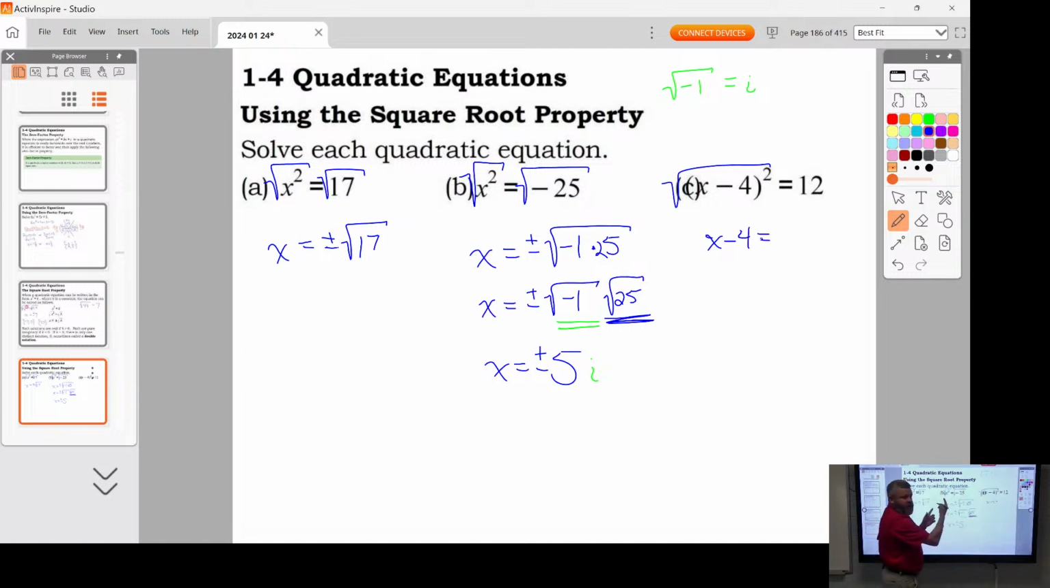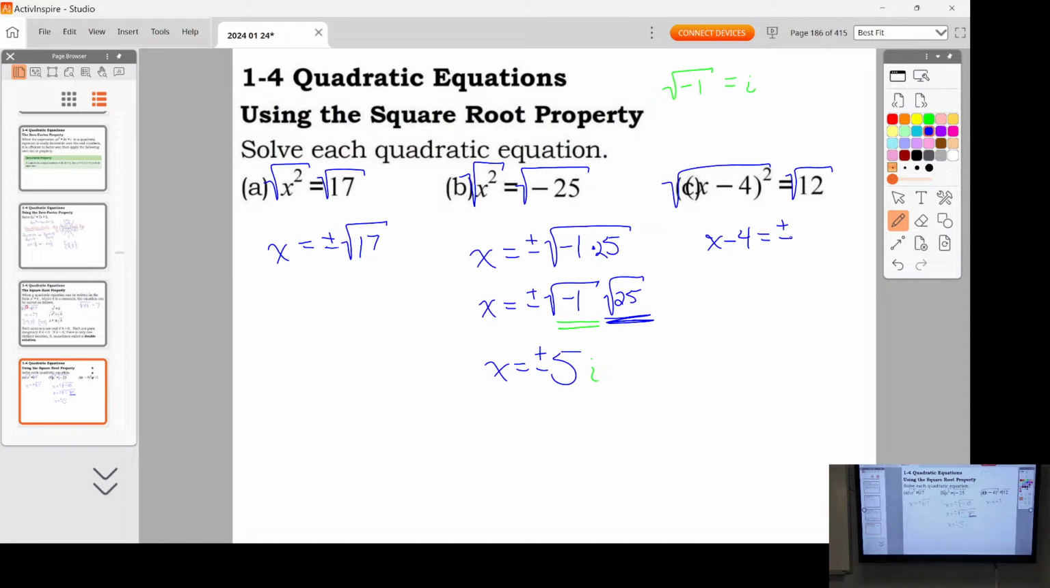But if I take the square root of the left side, I have to take the square root of the right side. And this is going to involve a plus or minus, right? Because I'm still solving for x. It's still a quadratic. There's still two answers.